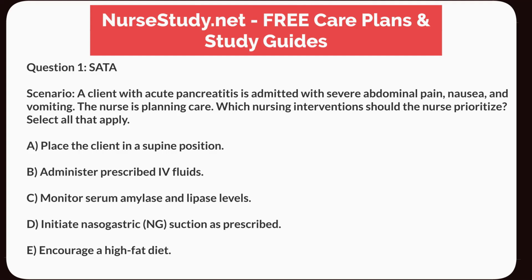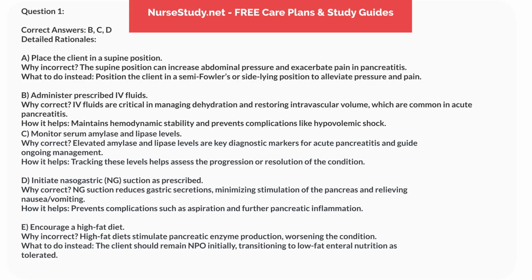Question 1, SATA. Scenario: a client with acute pancreatitis is admitted with severe abdominal pain, nausea, and vomiting. The nurse is planning care. Which nursing interventions should the nurse prioritize? Select all that apply. A. Place the client in a supine position. B. Administer prescribed IV fluids. C. Monitor serum amylase and lipase levels. D. Initiate nasogastric (NG) suction as prescribed. E. Encourage a high-fat diet. Correct answers: B, C, D.